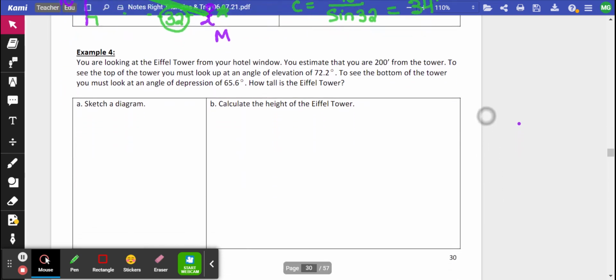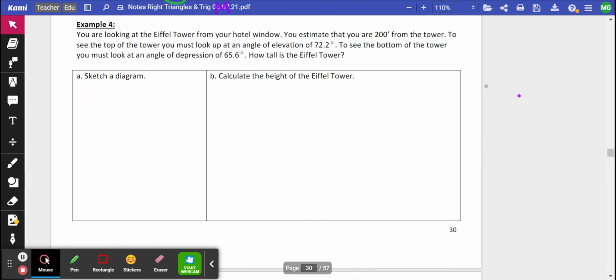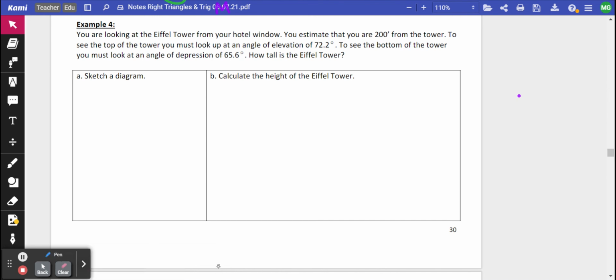All right. The last one I'm going to do with you is a problem where we kind of have to think about Pythagorean or SOHCAHTOA twice. So it says you're looking at the Eiffel Tower from your hotel window. You have to look up to see the top of the tower and down to see the bottom of the tower. You are about 200 feet from the tower. You're trying to figure out how tall this tower is. So what I want you to do is I want you to pause this video and try to draw a diagram of the tower and label it. And let's see if you and I agree.